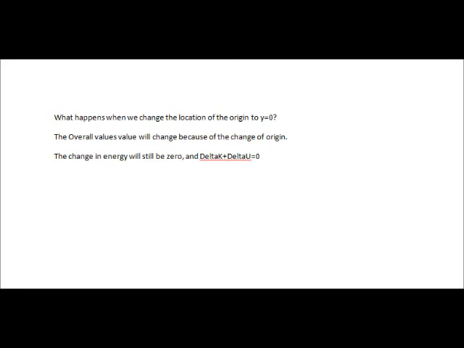And now we move on to the last what if question. What happens when we change the location of the origin to y equals 0? Well, as a result, the overall values will change because of the change of origin. However, the change in energy will still be 0. And change in kinetic energy plus change in potential energy would still equal 0 as a result, because changing the origin only changes the value by a slight amount.